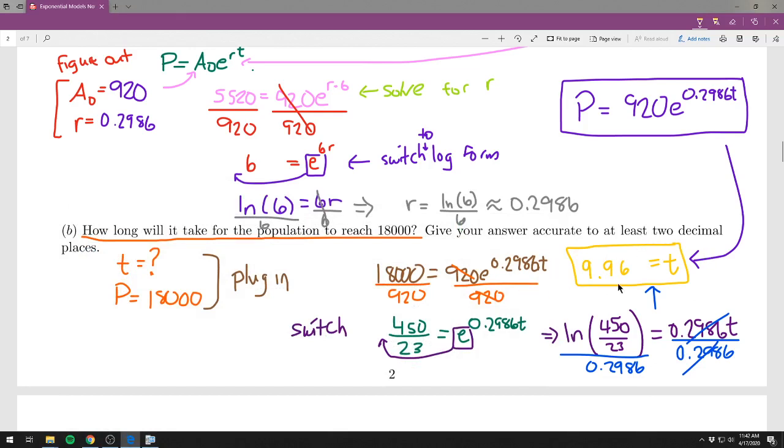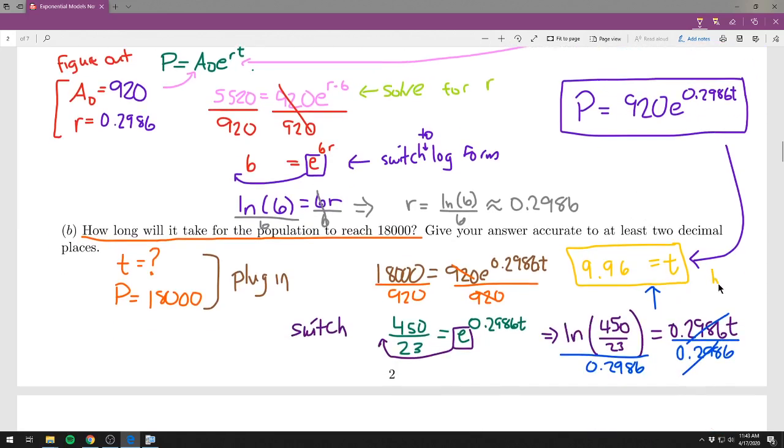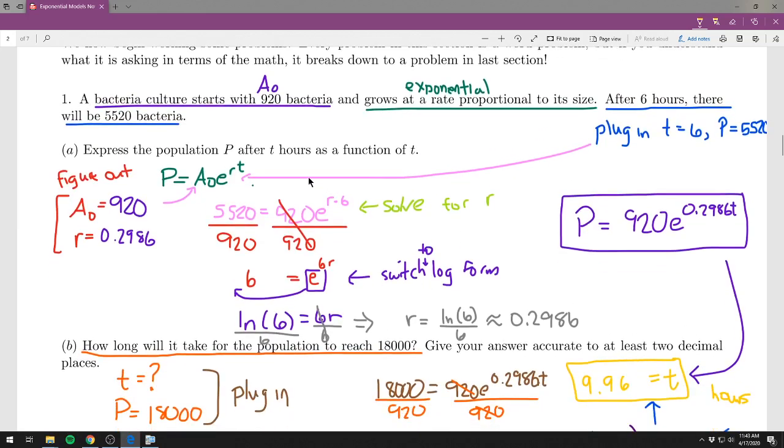Okay, so it takes that long. If you are worried about the units, you can read the question. It's talking about hours, so this would be in hours. It takes 9.96 hours for this bacteria to reach a population of 18,000. And starting with 920, that's not very long at all to get that big.